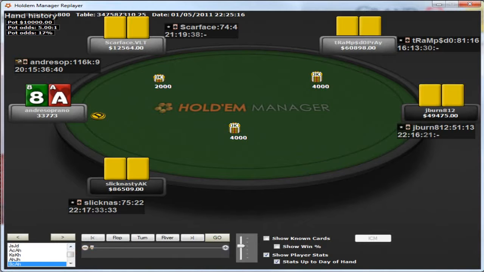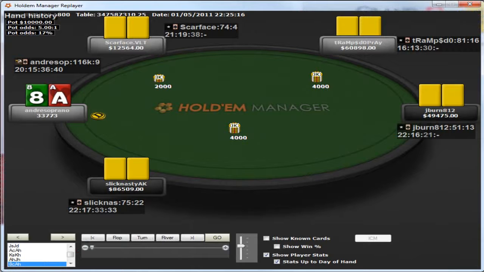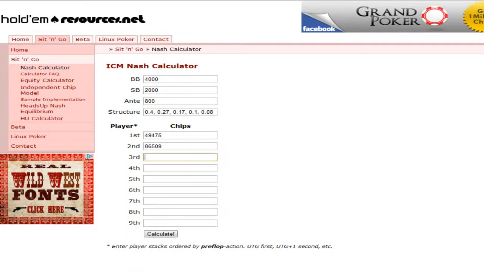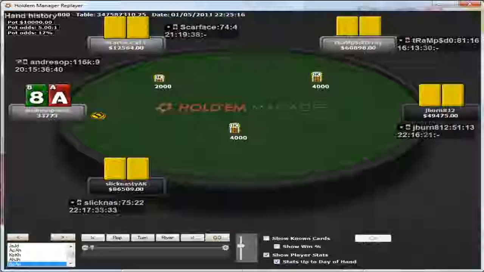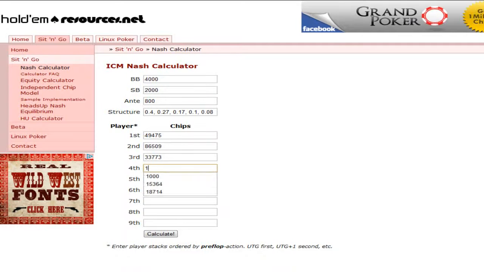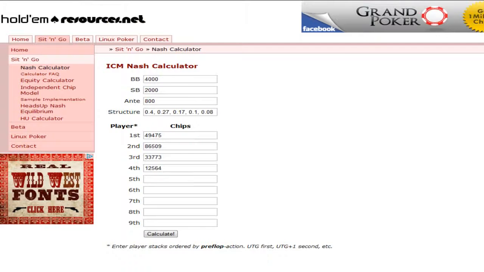This is a fairly tough, really tough final table actually. He has 86,509. Third player is me with 33,773. 12,564 for the small blind. And Trans Dupre has 60,898.